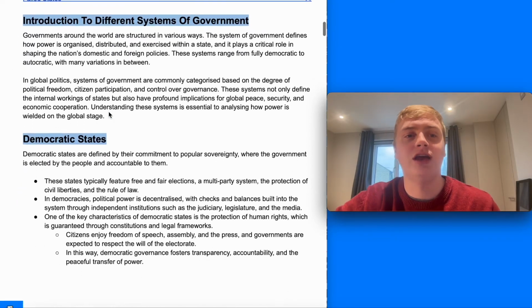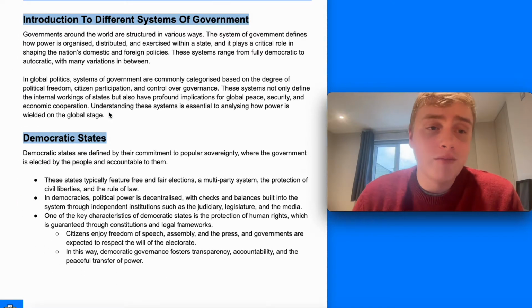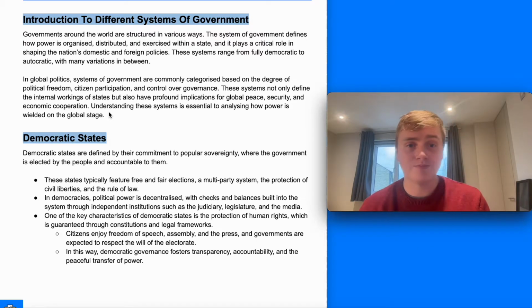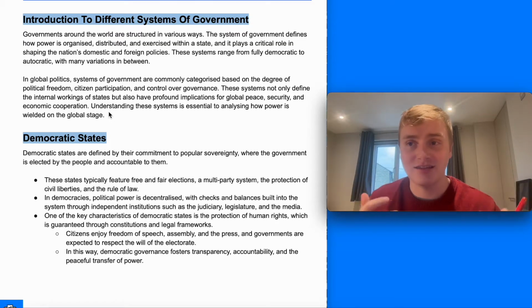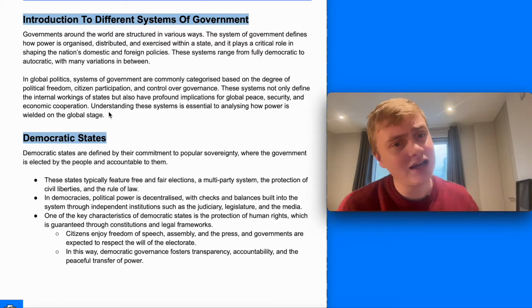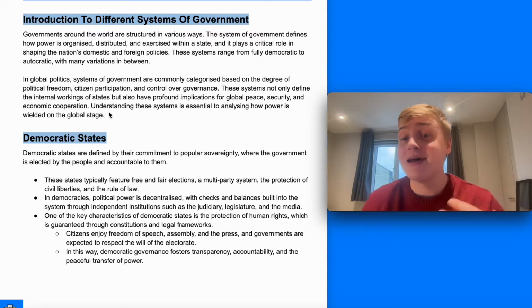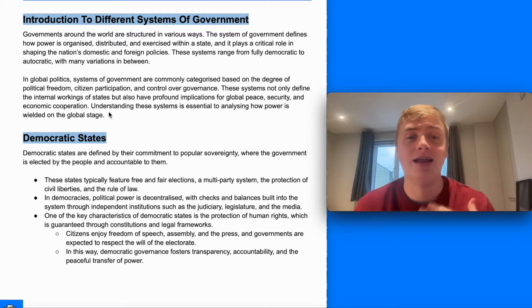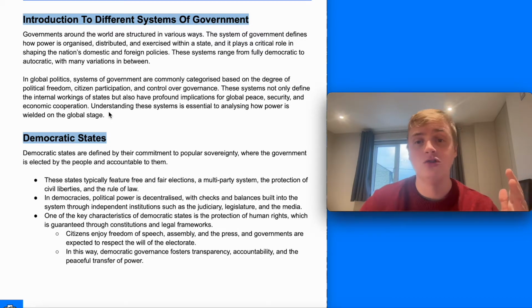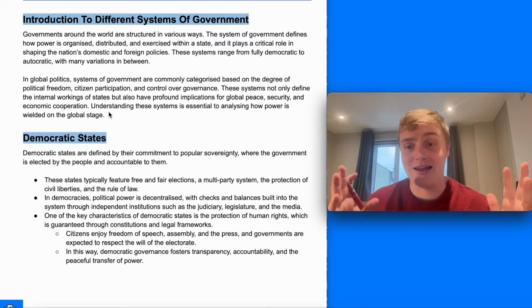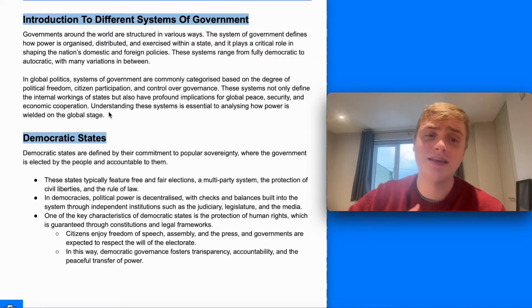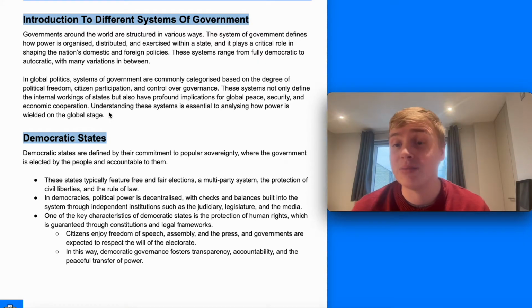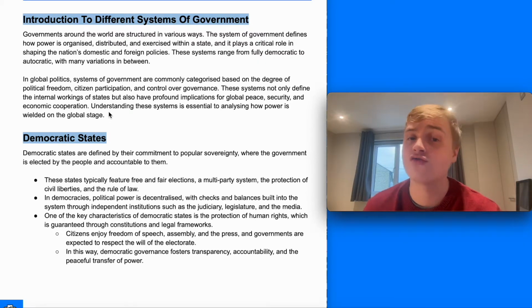Let's start off by having a look at introductions to different systems of government. So governments around the world are structured in various ways, and the system of government defines how power is organised, distributed, and exercised within a state and within the political system. And it plays a key role not only in shaping the domestic policies of a state, but also their foreign policy and how they act globally. And the systems range from, on one end, fully democratic to completely autocratic on the other side, and as we'll see, there's quite a few variations in between. In global politics, they're often categorized based on the degree of political freedom, citizen participation, and control over governance.